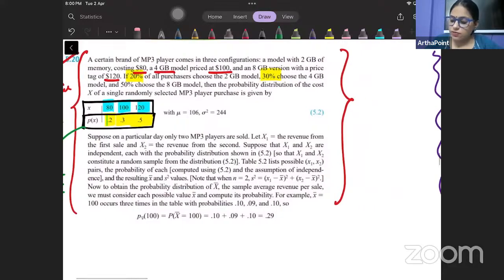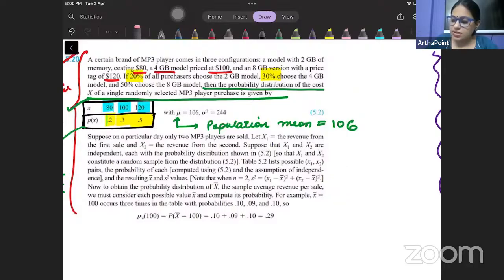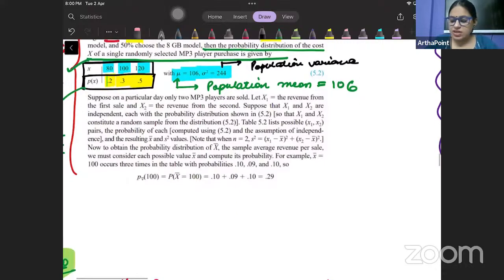So in this case, beta, what we can go ahead and see, it says then the probability distribution of cost of a single MP3 player is given by this. तो यहाँ पे बहुत ध्यान से हमें देखना पड़ेगा बेटा. It says म्यू का मतलब हो गया पॉपुलेशन मीन. So you are given that the population mean is 106. और थोड़ा सा अगर हम आगे बढ़ते हैं, so it says sigma squared is 244. इसका मतलब ये हो गया बेटा that population variance that is given to you as 244. तो आपको population mean and variance दिया हुआ है.